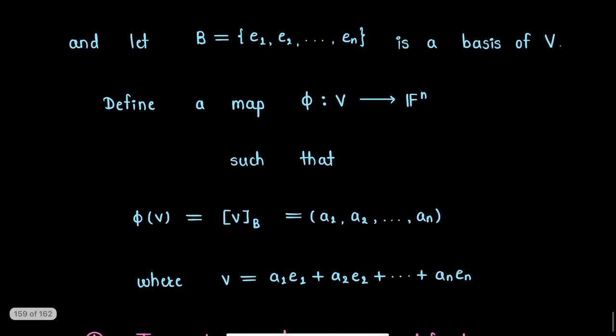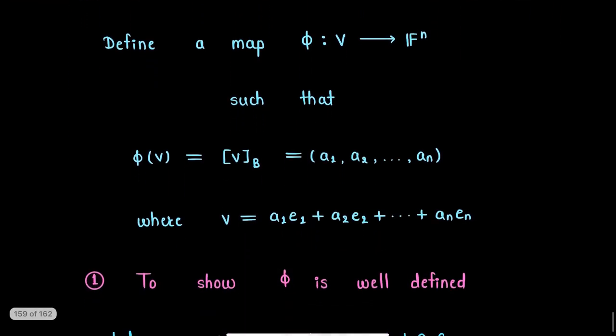Now define a map, say phi, from vector space V to vector space Fn. Note that if F is any field, then Fn is a vector space over field F. Before defining this map phi, we need to recall the concept of coordinates of a vector in a vector space.